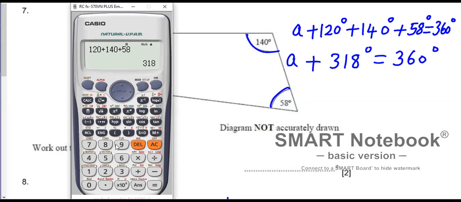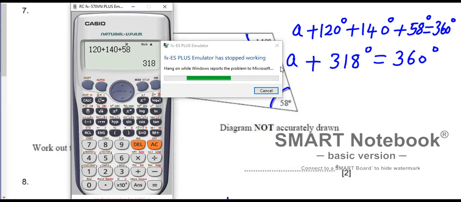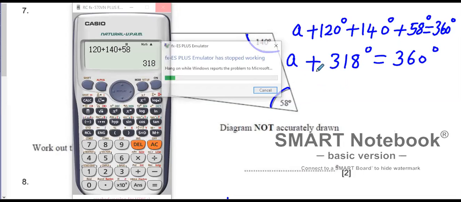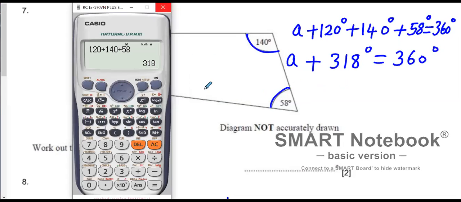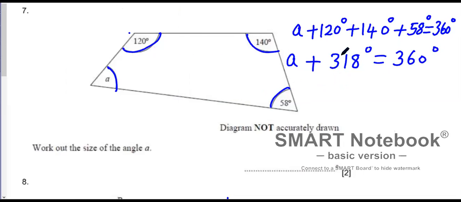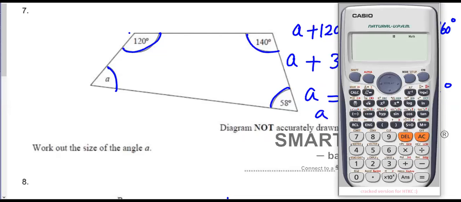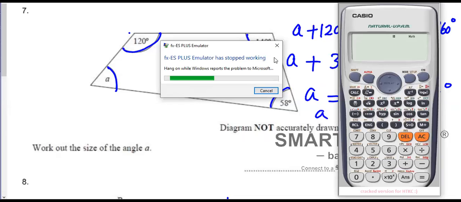So 318. So this will be equal to 318. 318 will be subtracted on that side. So it would be A equals 360 degrees minus 318 degrees. A equals to, so you take your calculator and do that calculation there.